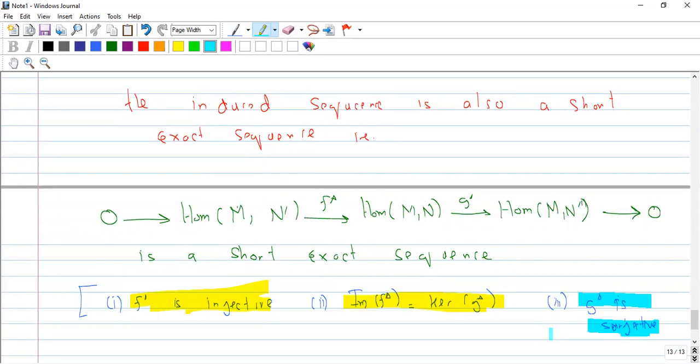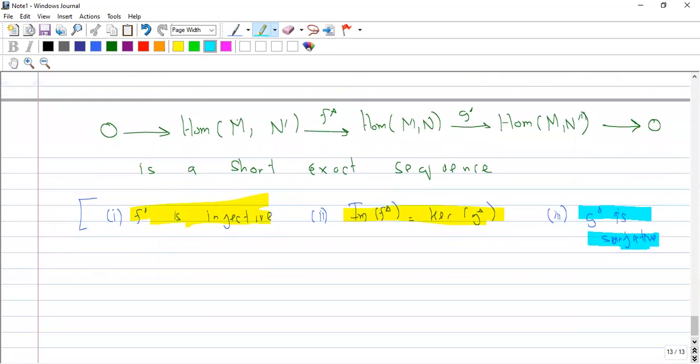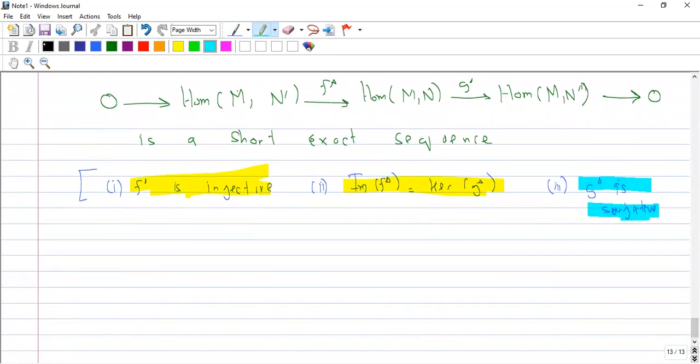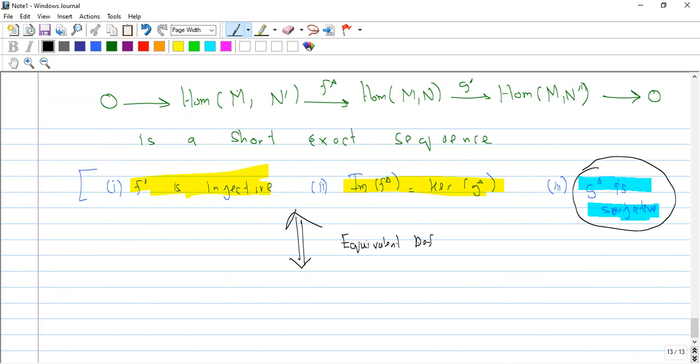So this condition doesn't hold in general, but the condition that g star is surjective holds in the case of projective modules. So that's why we can say that this whole condition is the main condition for M to be a projective module. So we can take an equivalent definition of a projective module, that M is a projective R module.